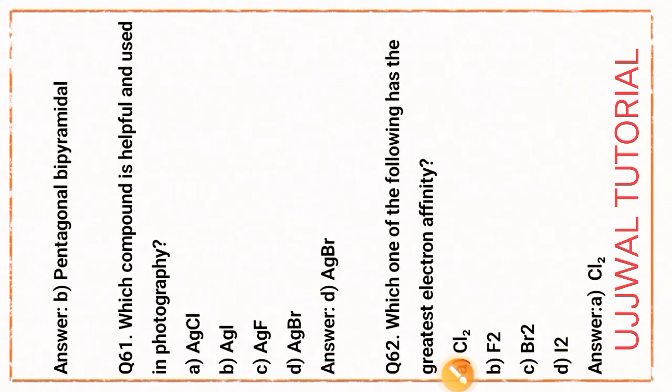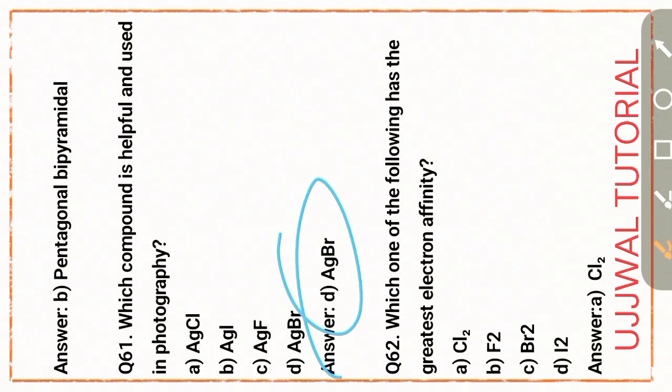Next question, question number 61. Which compound is helpful and used in photography? Silver bromide, AgBr. AgBr. It is a very important MCQ question. Next question, question number 62. Which one of the following has the greatest electron affinity? That is chlorine. That is due to the presence of d orbital. Okay. So option A is the right answer.